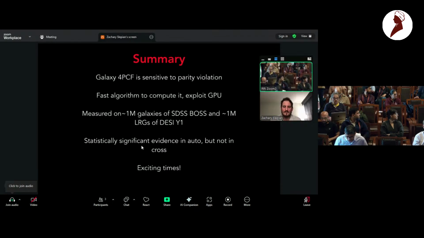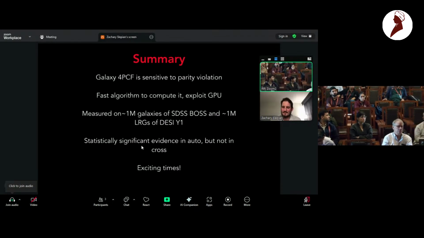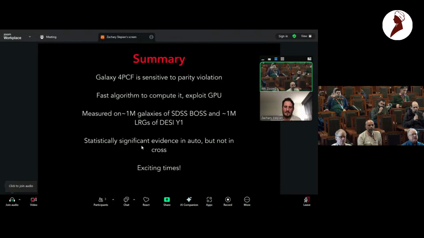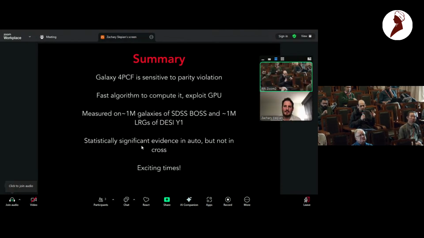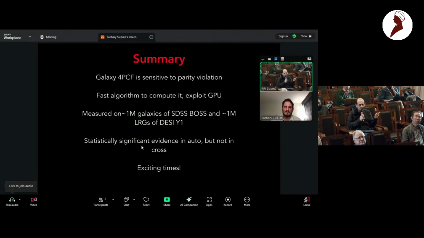Okay, so I want to understand this statement you make, that in the cross you don't see any significant effect, but in the auto you do. So does it mean that in some patches you have more left-handed tetrahedra than right-handed, but in other patches you have the opposite, more right-handed than left-handed, so when you cross them, the things cancel? Is that what it means?